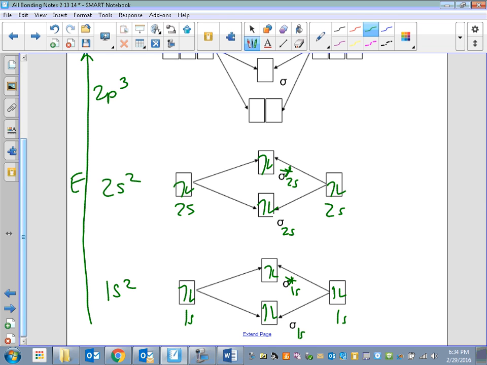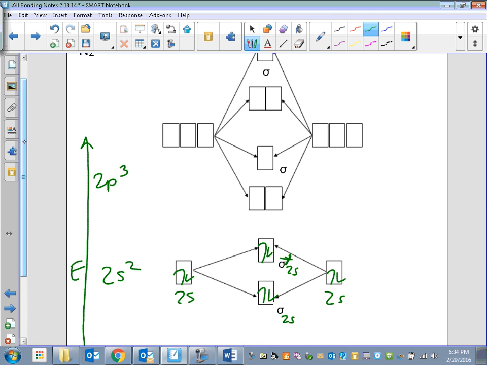And then our 2p electrons, there are 3, 1, 2, 3, and then the 2p3 electrons, 1, 2, 3. So your job is to understand that they go from the lowest energy level to the highest, meaning we have 6 total electrons that have to go into these boxes.